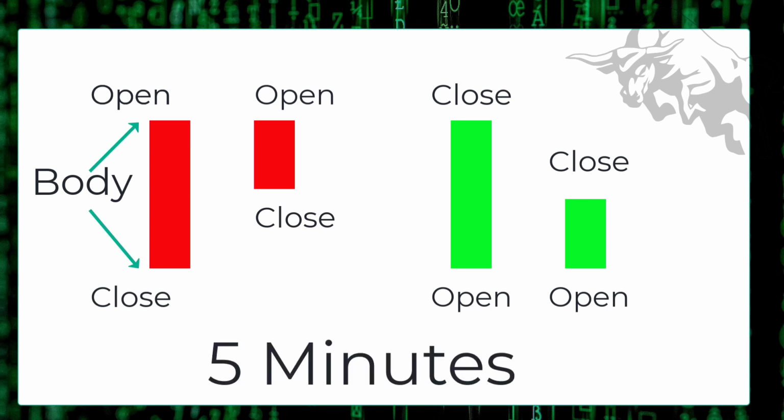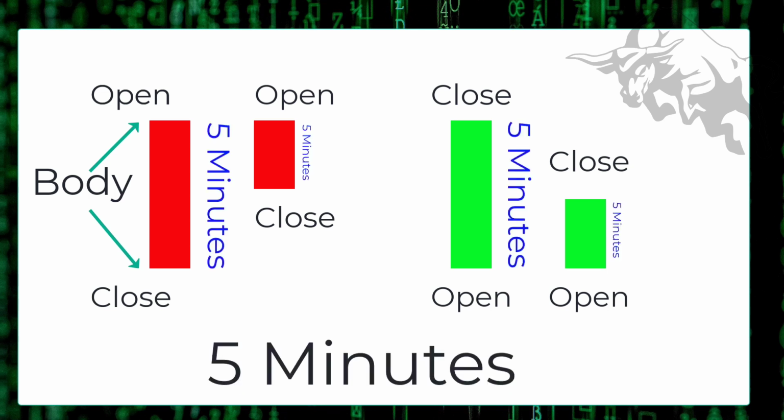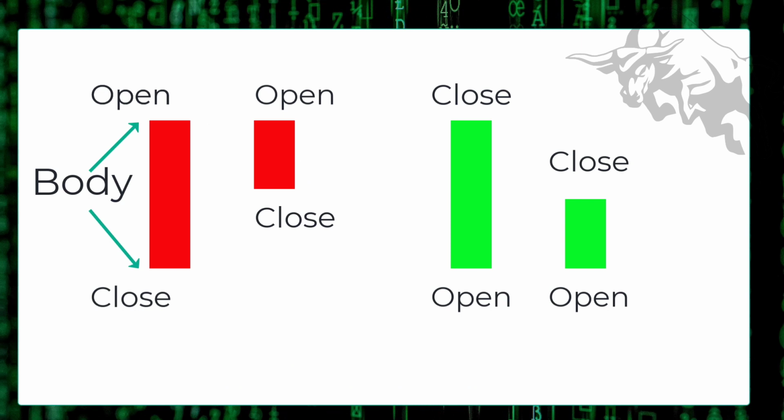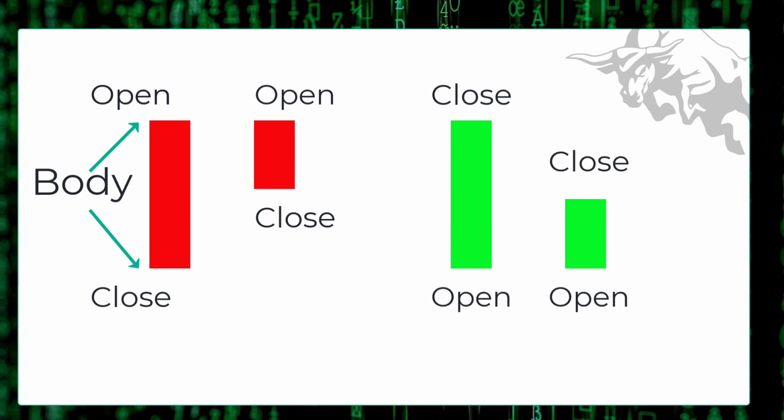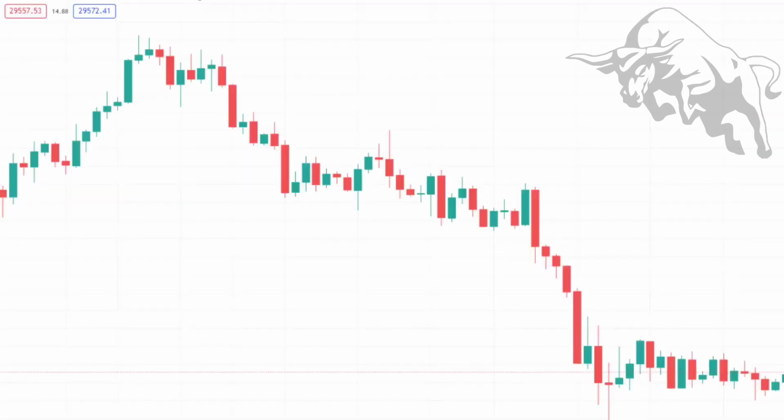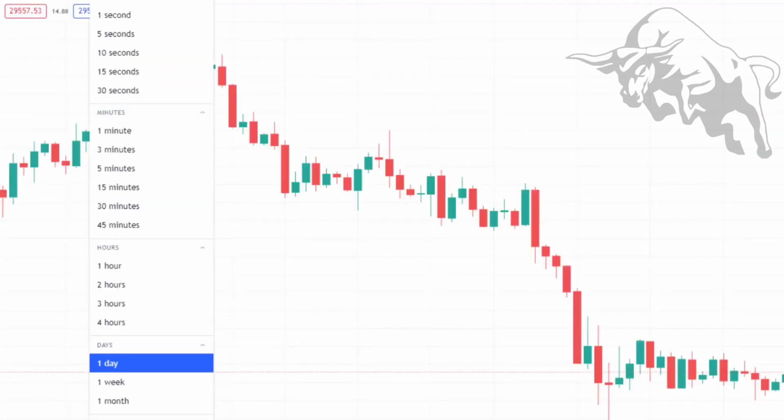So if we are looking at the 5 minutes time frame, for example, the time that it will take for every new candle to close will be 5 minutes. And if we are looking at the daily time frame, then the time that it will take for every new candle to close will be 1 day. So, in other words, the time that it takes for every candle to open and close will be determined by the time frame you pick, while the time frame determines how reliable a candlestick pattern can be.